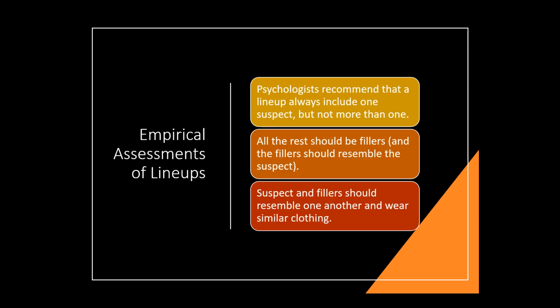So, an empirical assessment. Psychologists recommend that a lineup always includes more than one suspect, but not more than one. In other words, if you have 5 people that might have committed a crime, you don't put 3 of them in the lineup with 2 ringers. You put 4 people in the lineup who didn't do it and 1 of your suspects. Suspects and fillers should resemble one another and wear similar clothing. Don't put 4 people in a lineup who are in plaid dresses and 1 person who is in a leotard, because that person is going to stick out and people are going to say, I think it's her.